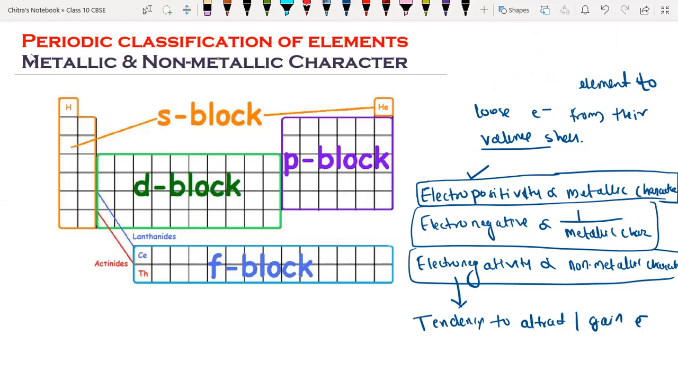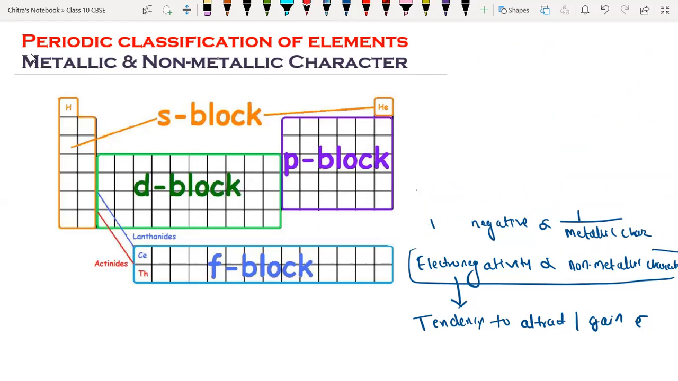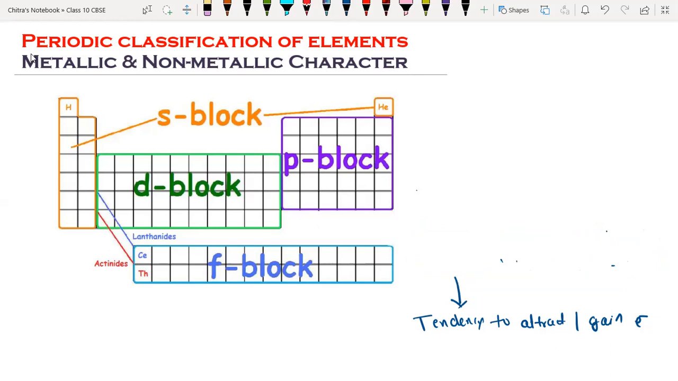We know metallic and non-metallic character. So now we have to check, as we are moving along a period or group, whether the tendency to lose electrons or the tendency to gain electrons increases or decreases. On that basis, we can decide which element is more electronegative and which element is more electropositive. So it totally depends on the electron gain or loss tendency of an atom. Now we are going to discuss periods first.